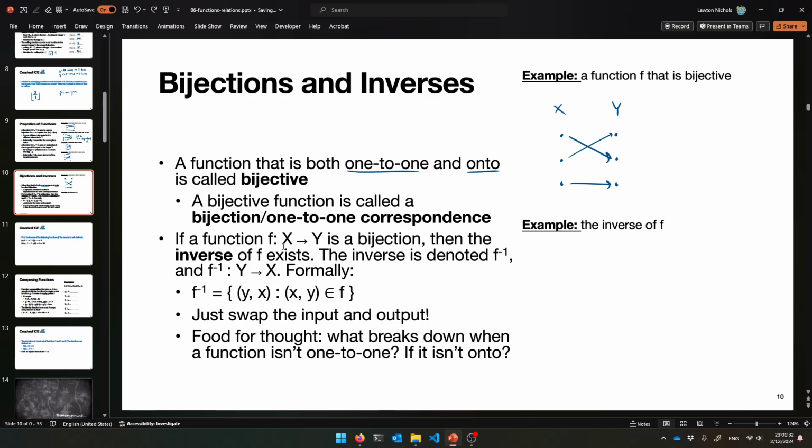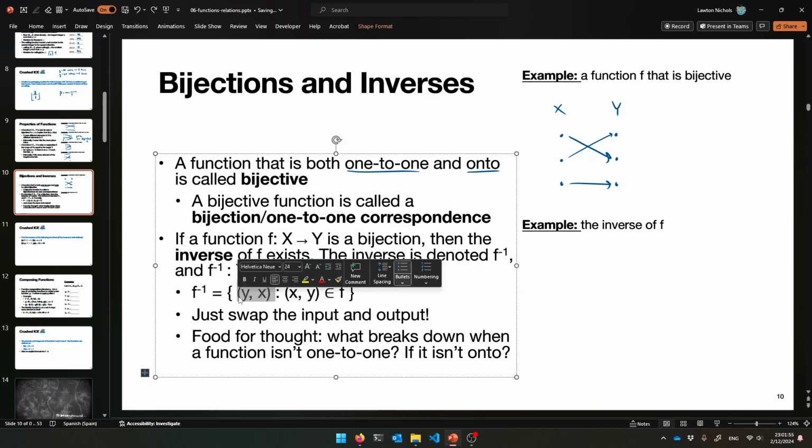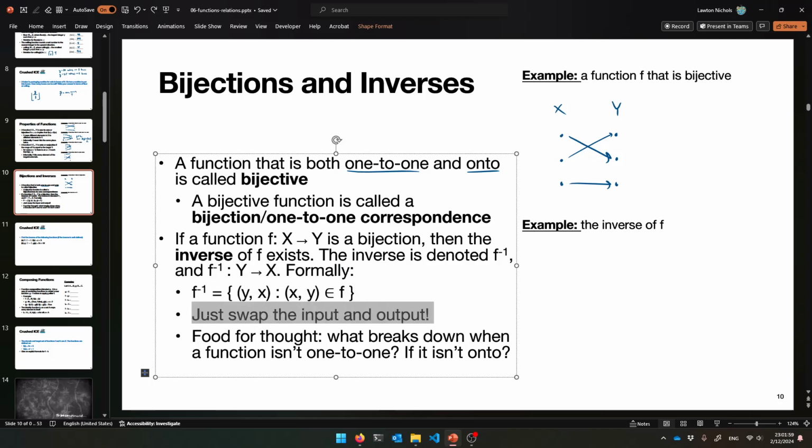And then once you have a bijective function, it has an inverse. You can go backwards. Instead of going from x to y, you can go from y to x along f inverse. Okay? So the inverse of a bijective function is just like you switch every one of those tuples. You switch the inputs and the outputs. So if you had x comma y in f, just make f inverse contain y comma x. The input is now the old output. Okay? Just swap the input and the output.